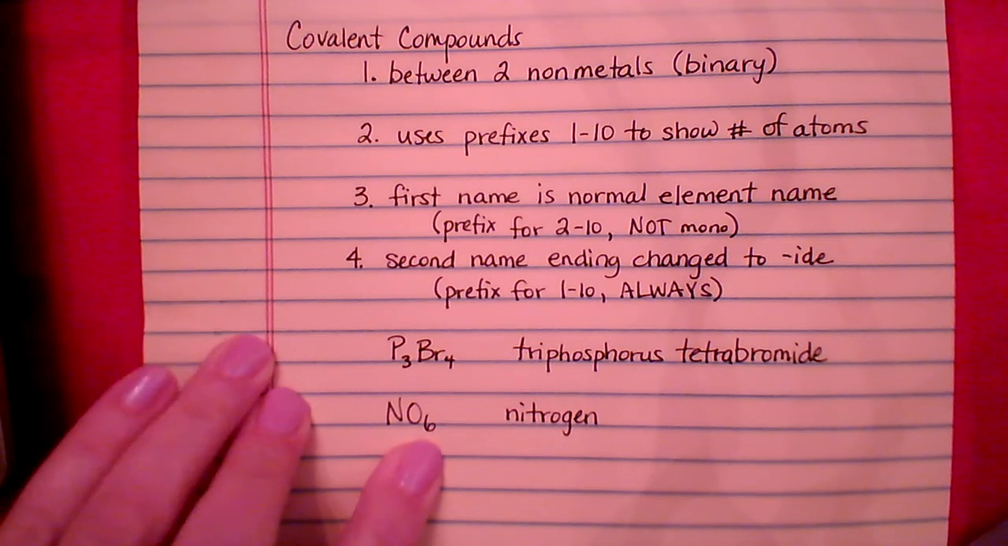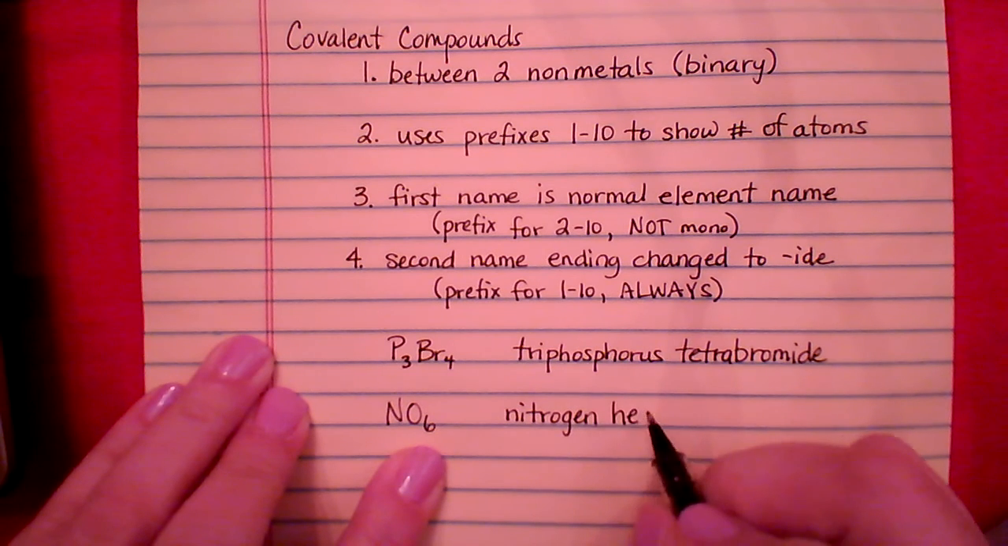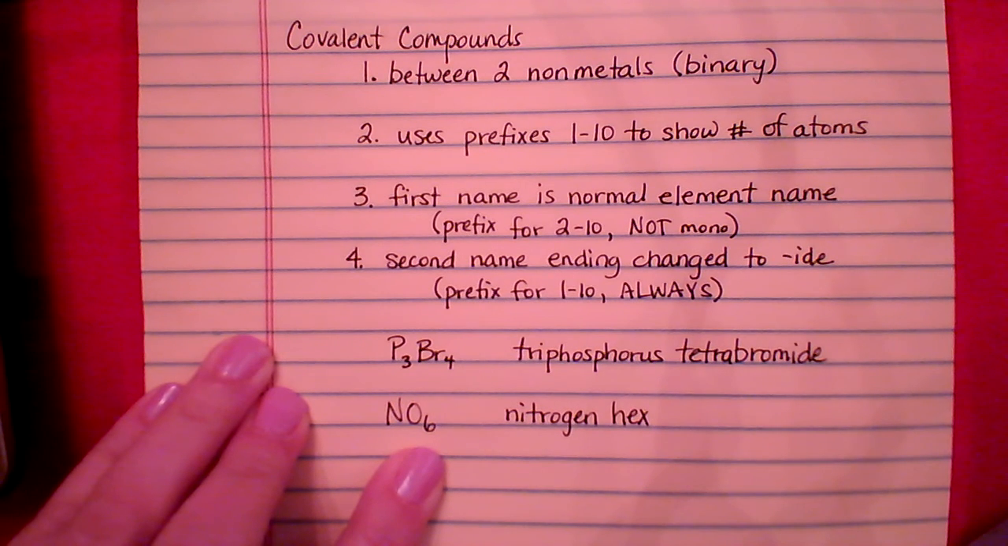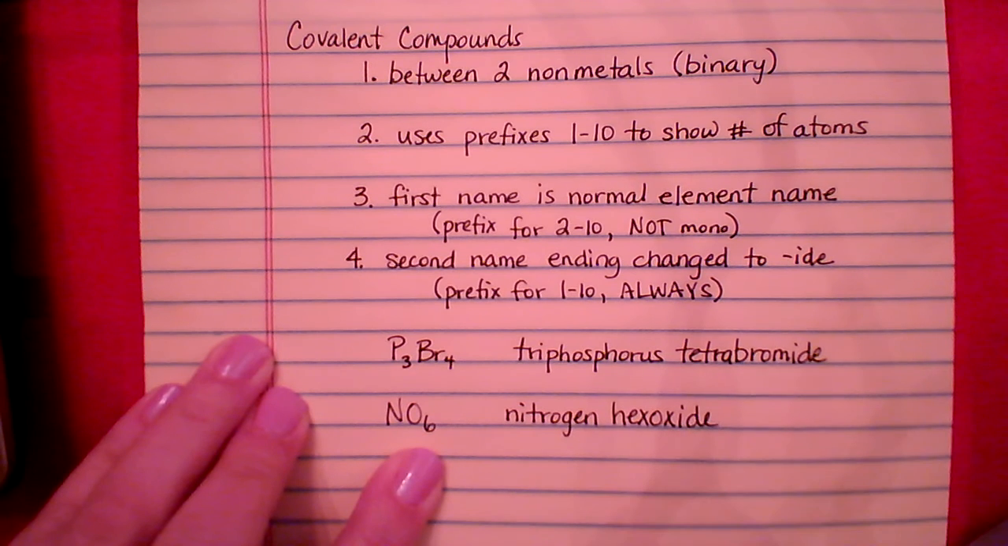And then 6 oxygens. So the second ending, instead of being oxygen, is going to be oxide. And the 6 tells you it is hexaoxide. Now remember, there's a little bit of a trick with dropping the vowel. So you could either put hexaoxide or you could just put hexoxide. So either way is fine.